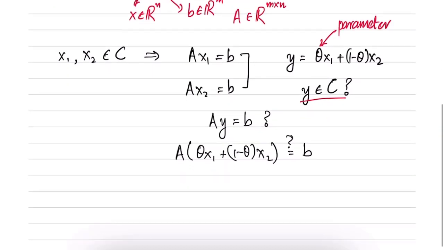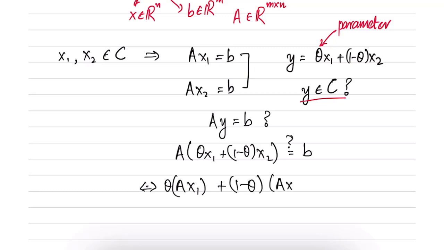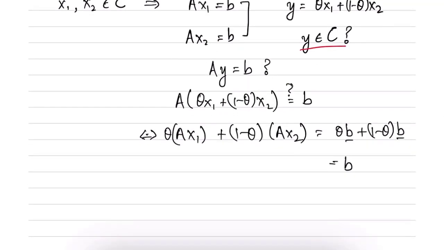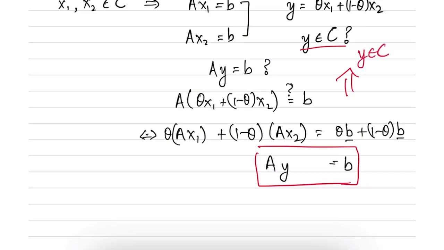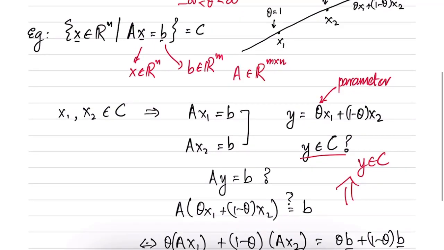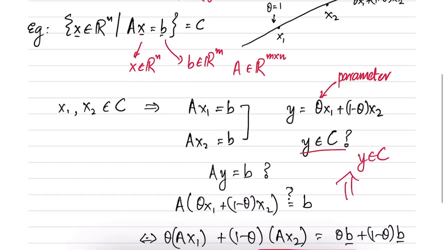But this is indeed the case, as you can see, because the statement here is equivalent to theta times Ax1 plus 1 minus theta times Ax2, which is equal to theta times b plus 1 minus theta times b, which is equal to b. Hence, we have established that Ay is equal to b. And because Ay is equal to b, this implies that y belongs to C. And hence, this set that we started out with is affine. So therefore, this set is affine.